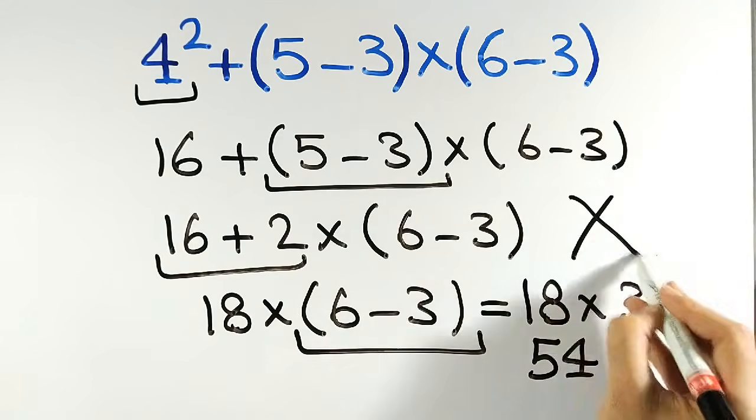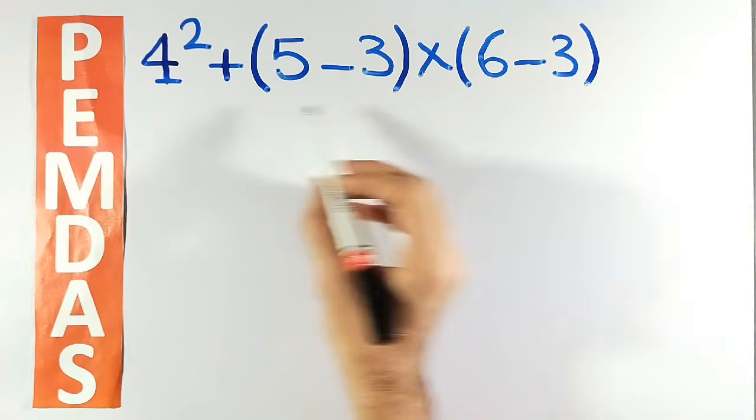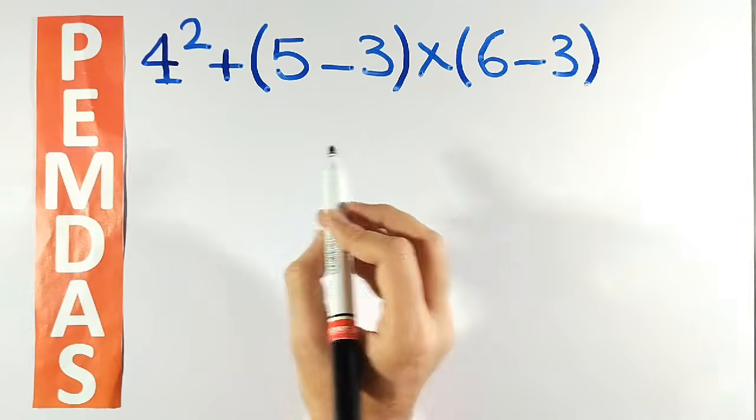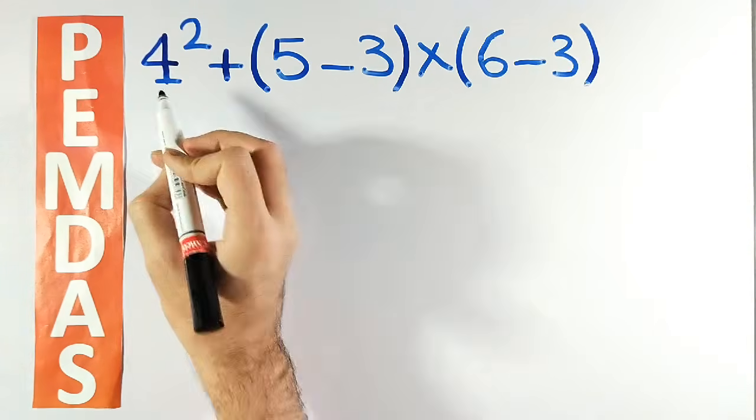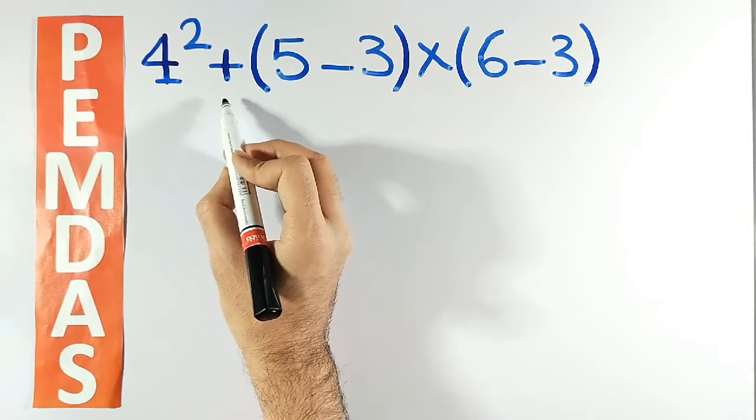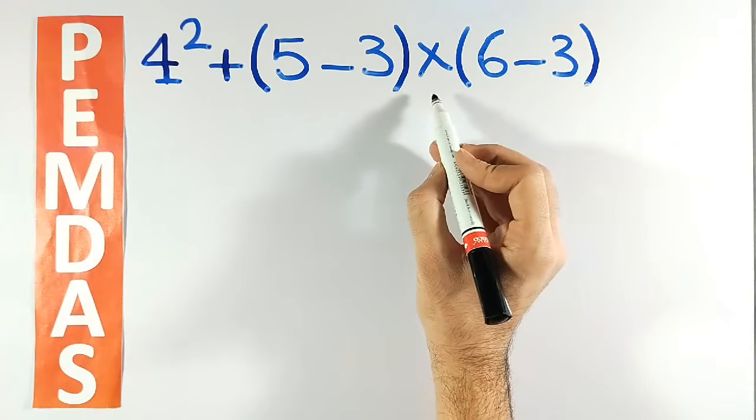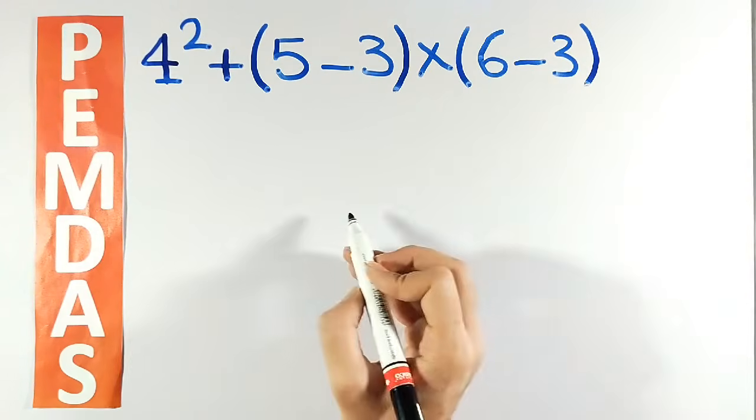However, that's definitely wrong. To solve this question, we must follow a rule that is called PEMDAS. As you can see on the screen, in this expression, first we have an exponent, then an addition sign, followed by parentheses, then a multiplication, and finally another parenthesis.